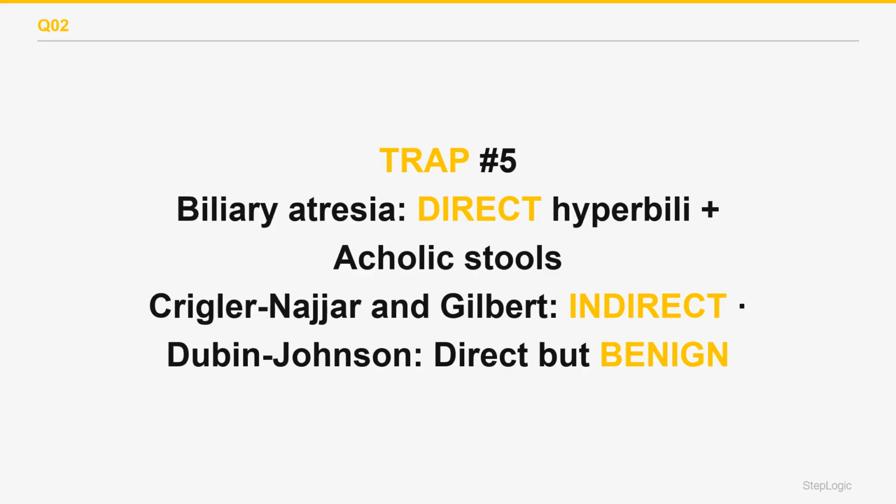Trap 5. In a newborn with direct hyperbilirubinemia and acholic stools, the answer is biliary atresia. Crigler-Najjar and Gilbert cause indirect hyperbilirubinemia. Dubin-Johnson causes direct but is benign and does not cause acholic stools.